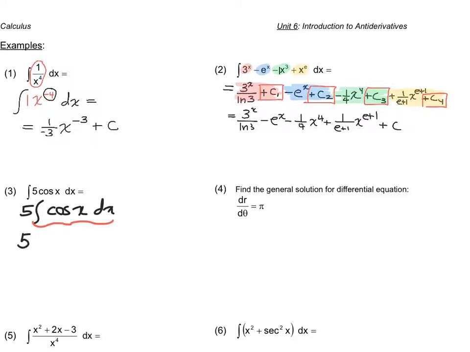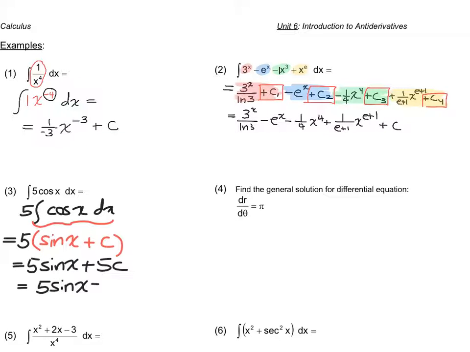All right. So 5 times the antiderivative of cosine, like I just said, is sine of x, but really plus c. So 5 times all of that, which is really just 5 sine of x plus 5c. But 5c is really what? Just a c, right? It's still a constant multiplied by a constant.